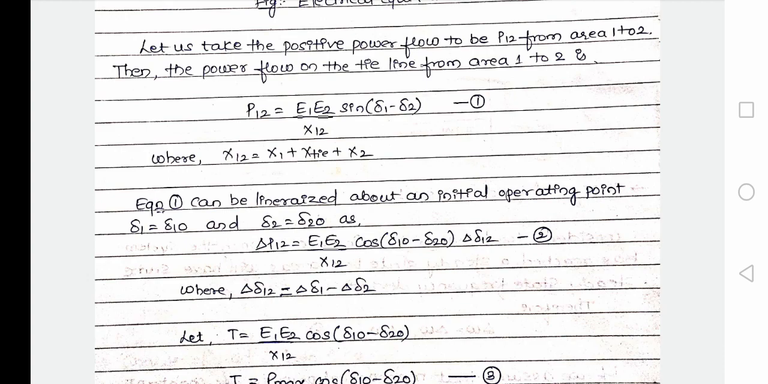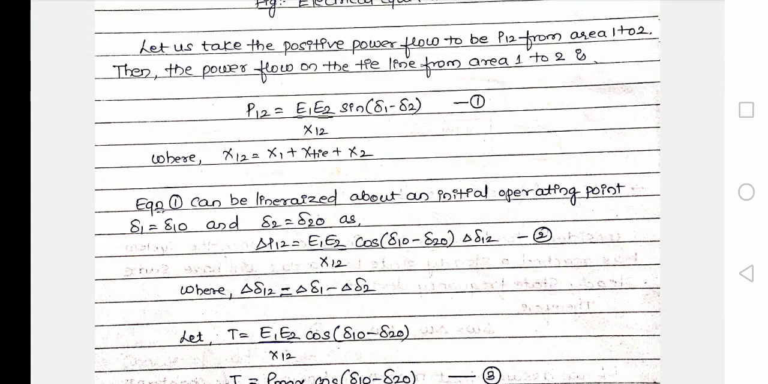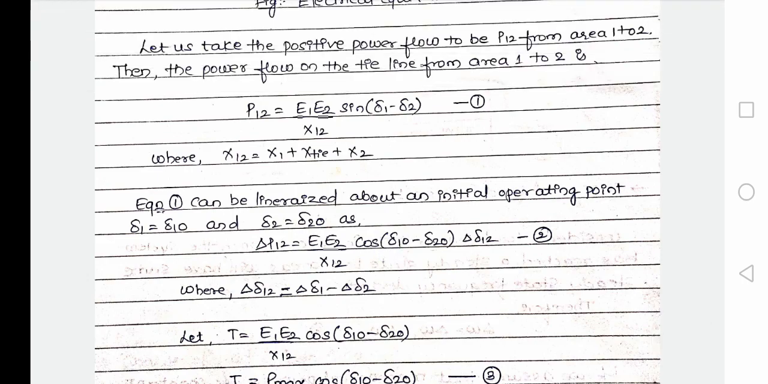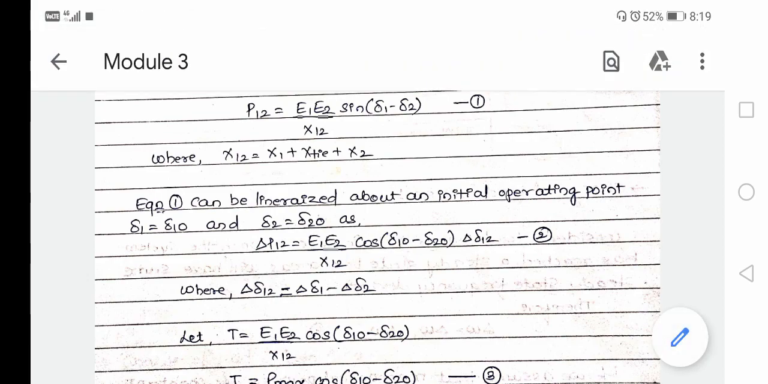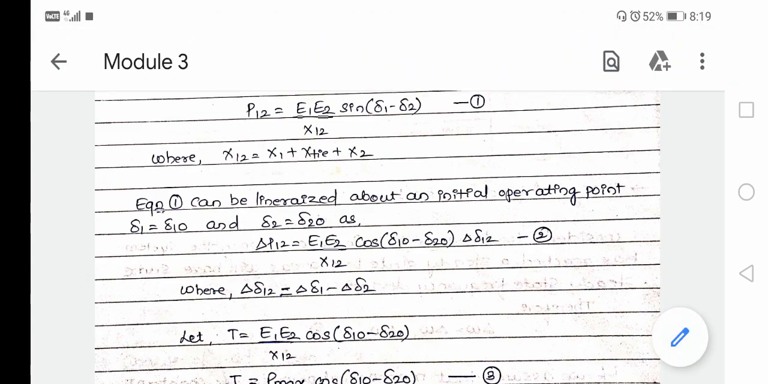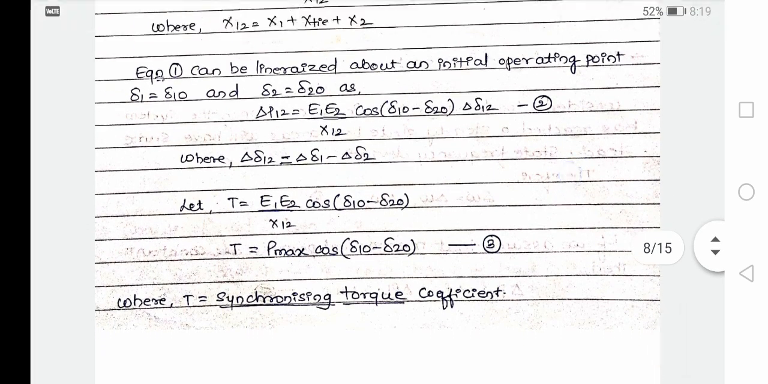That is, you can take the initial operating points or initial angles as delta 1 is equal to delta 10 and delta 2 is equal to delta 20. In the same way, you have to rewrite equation number 1 as delta P12, that is the change in the power flow from 1 to 2, equal to E1 E2 divided by X12 into cos of delta 10 minus delta 20 into delta of 12. Here delta of 12 is nothing but the change of delta 1 minus change of delta 2.